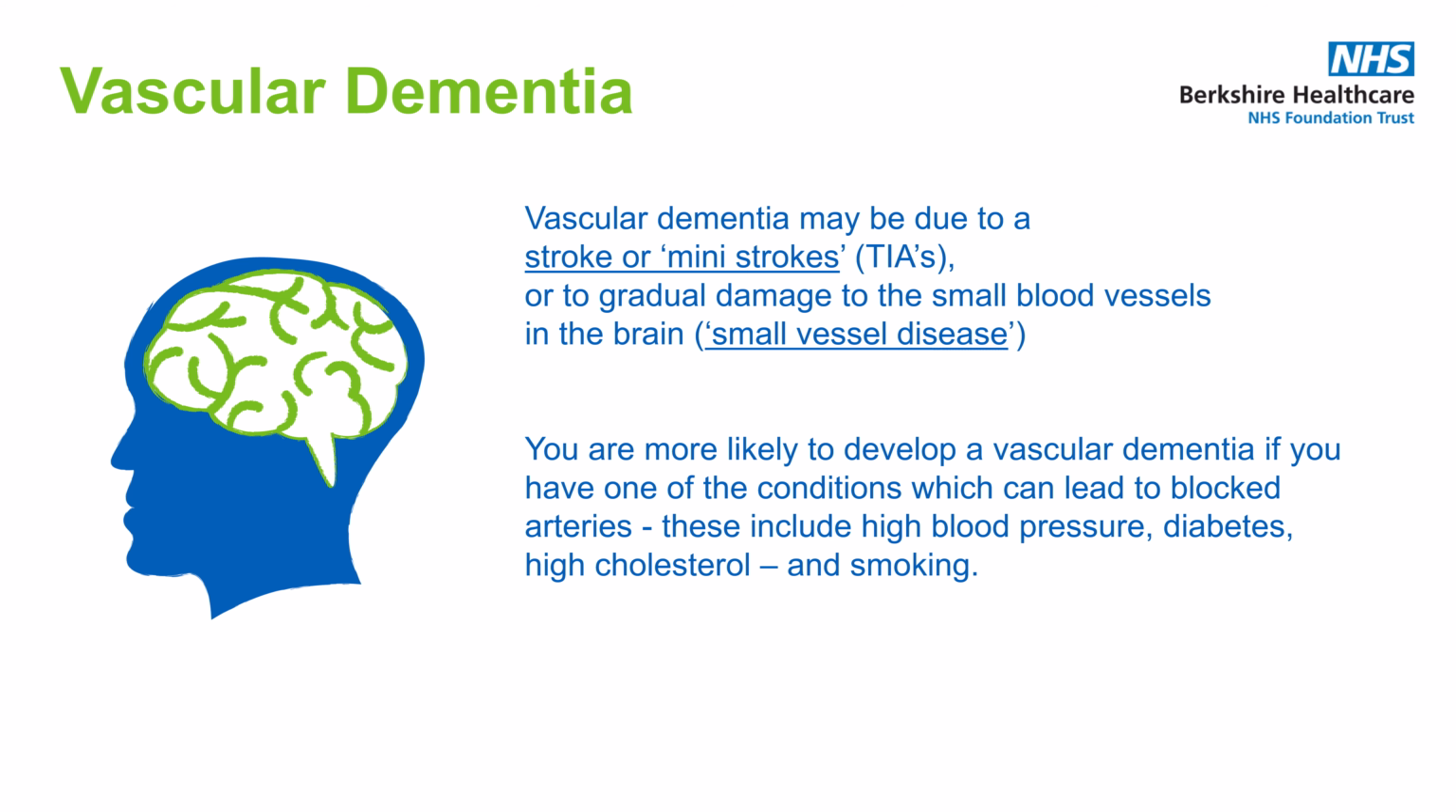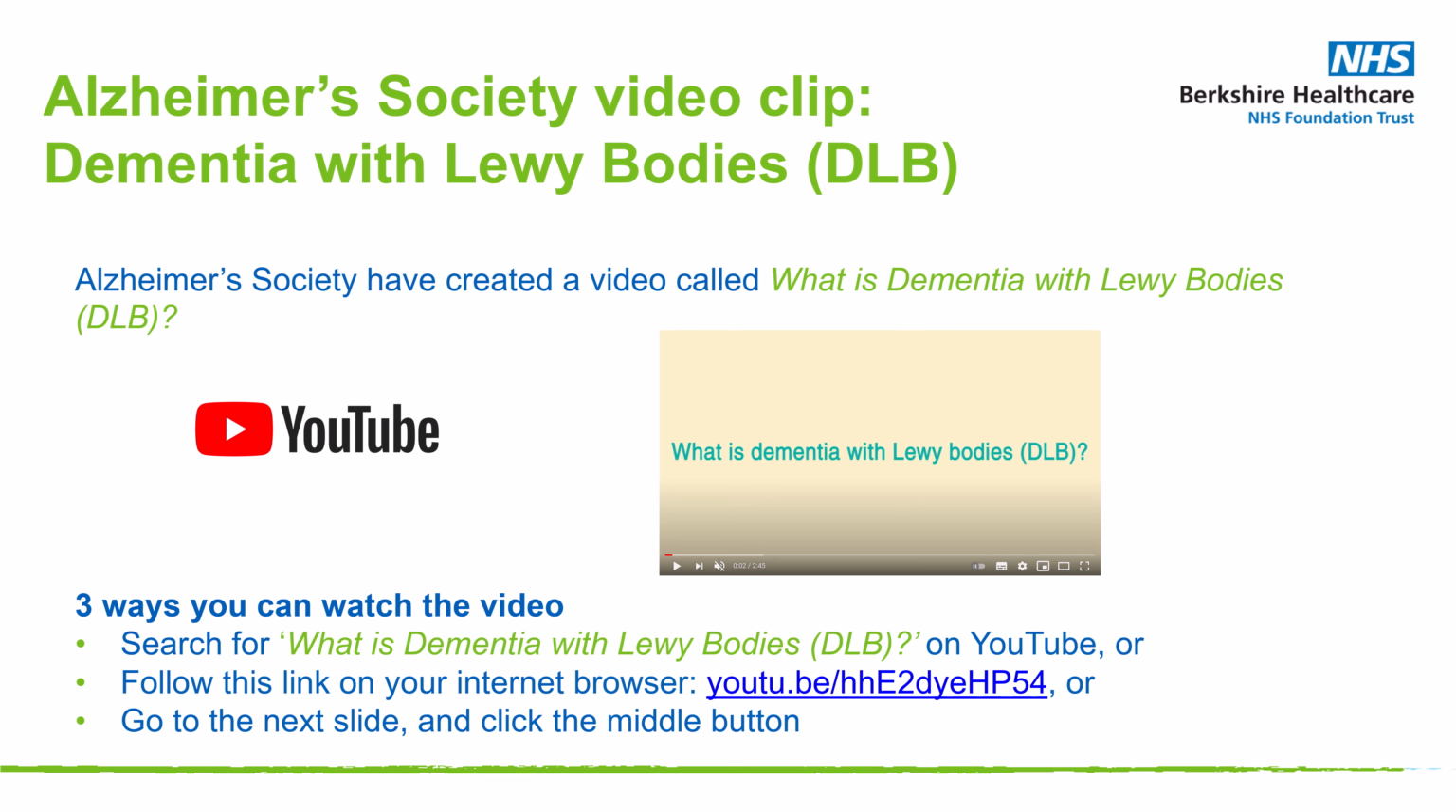You are more likely to develop vascular dementia if you have one of the conditions which can lead to blocked arteries. So these are things like high blood pressure, diabetes, high cholesterol, and smoking. The video that we are going to show you now is on dementia with Lewy bodies.